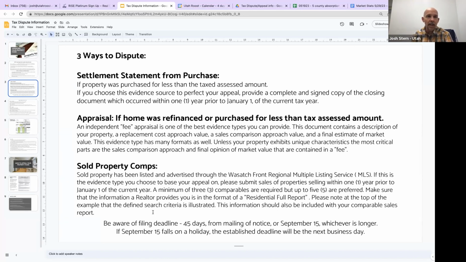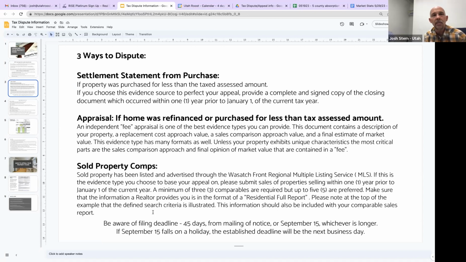And then the final way that we can dispute those tax assessed valuations is where real estate agents like you come in, and that's sold comps, right? So we can take and prepare a CMA with no less than 3 valid comparables. And now remember, they still need to be valid comparables, but not always valid comparables and conditions.